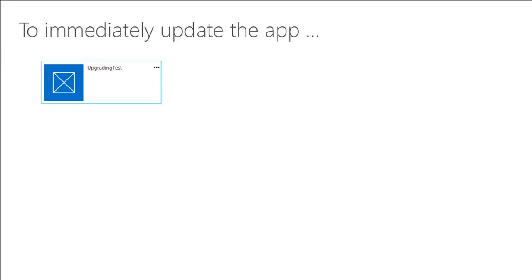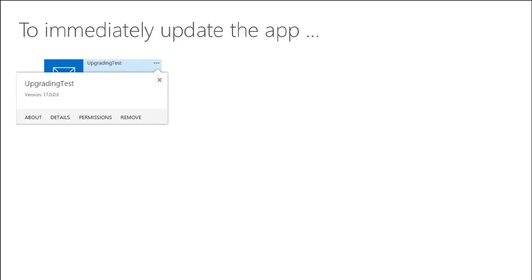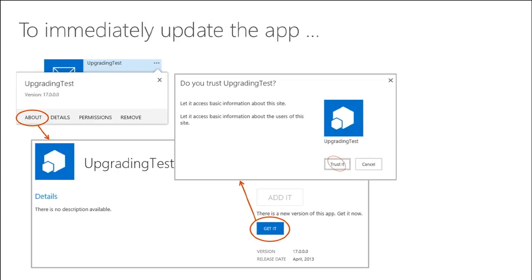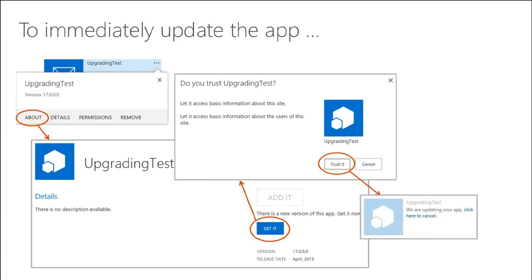Once again, on your test site where you have uploaded the latest version of your app package, your update app package, you go to the app tile and you click the three dots button, the callout button, and that opens a callout with four tabs on it. You click the About tab, and now you see that screen again where you click Get It, and then Trust It, and then your app updates. And you can do that within seconds of uploading the latest version of your app package to the app catalog.